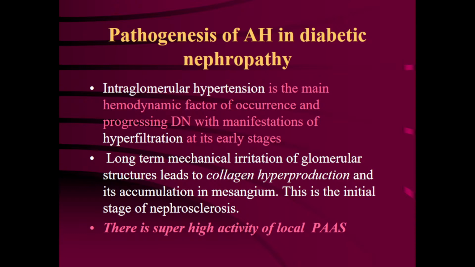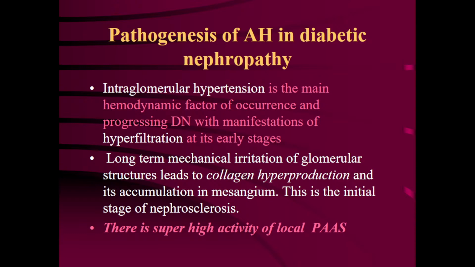is the main hemodynamic factor of occurrence and progression of diabetic nephropathy, with manifestations of hyperfiltration at its early stages, and long-term mechanical irritation of glomerular structures leads to collagen hyperproduction and its accumulation in mesangium. And this is the initial stage of nephrosclerosis.